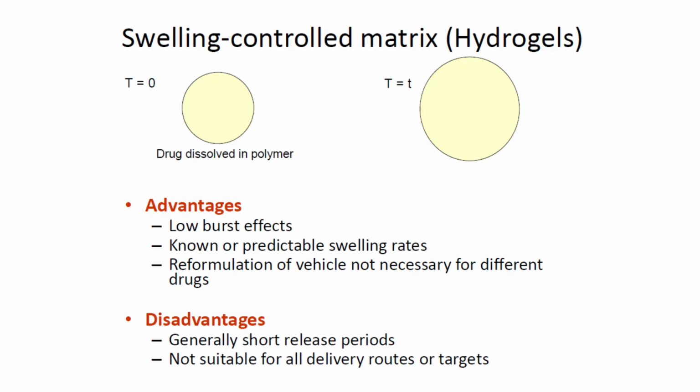You have known or predictable swelling rates. So to calculate its swelling rate, you can put this polymer in water. Once you manufacture this, you can make some preliminary experiments where you put this polymer in water and calculate how much drug is being diffused out. That's where you can at least predict the swelling rates. Reformulation of vehicle is not necessary for different drugs.